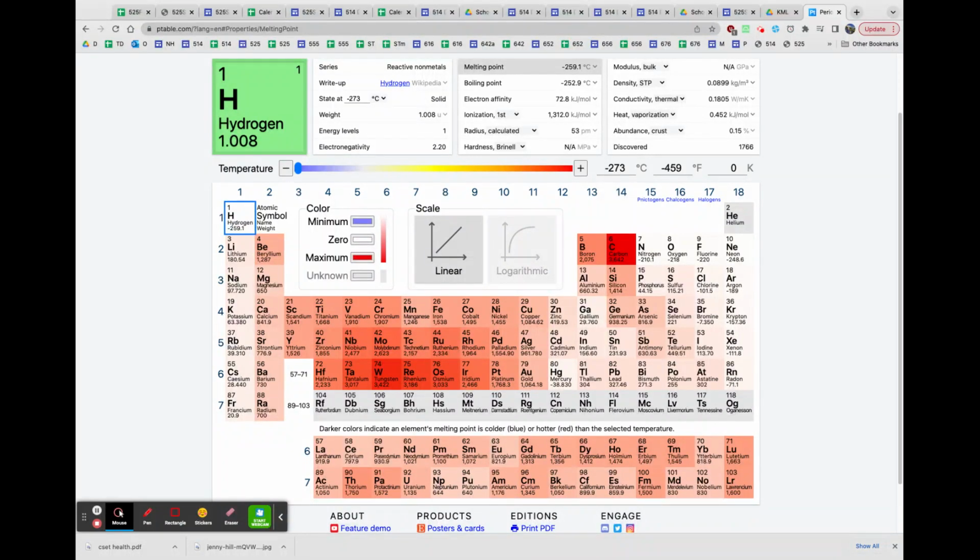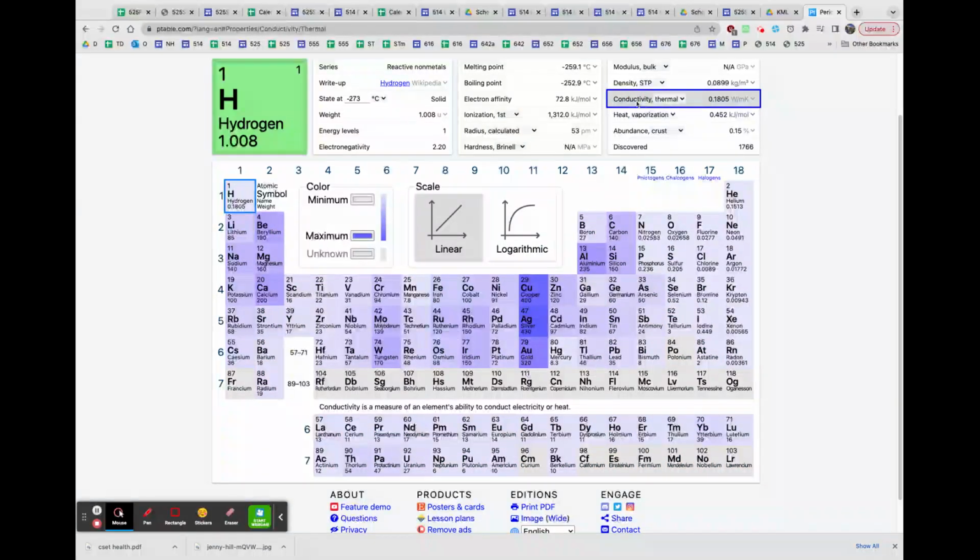We can also start to look at correlations, let's say, in terms of their conductivity. So if I look at conductivity, we can see that certain elements like copper, silver, and gold are highly conductive. Not surprisingly, electric circuits are generally made of copper because even though it's not the most conductive, it's cheaper than silver or gold.